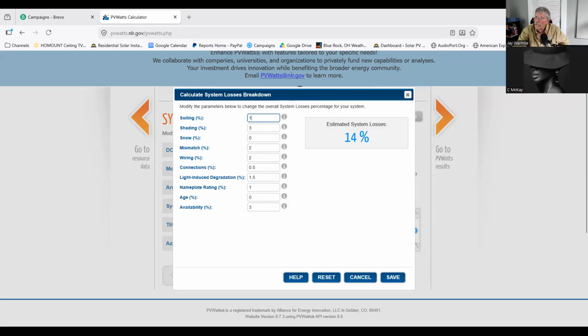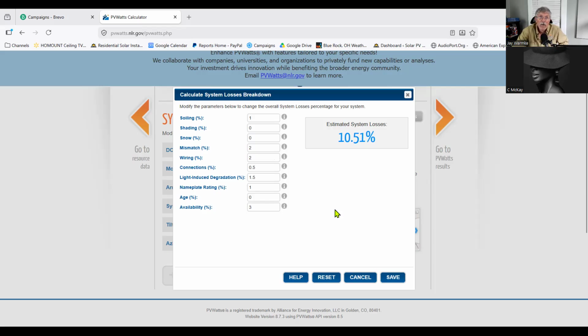2% seems like a lot, so I'm going to change that to 1. Now, shading is based on your location. If there's no trees around, if there's no shading issues at all, we'll set that to 0. Snow, well, Boston gets snow. I could put a number there or I could ignore it.